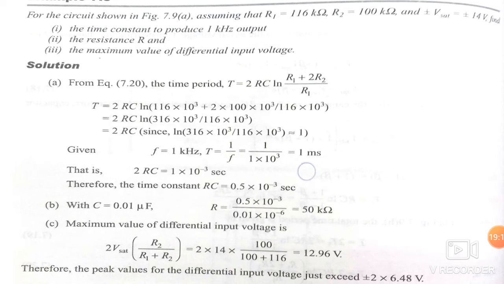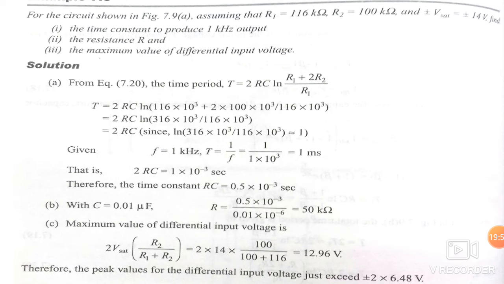So this is, friends, our frequency of oscillation in the time period. So frequency of oscillation F is equal to 1 millisecond. So we can simply calculate our time period. So time period 2 RC is equal to 1 millisecond. So this will give simply RC equal to 0.5 into 10 to the minus 3 second.